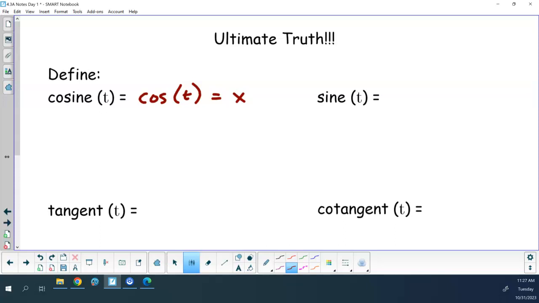Sine. At some point you're going to call it sin, and I'm going to say, we're not at church. It's sine. Sine is y. It's the y part of any point on the unit circle.